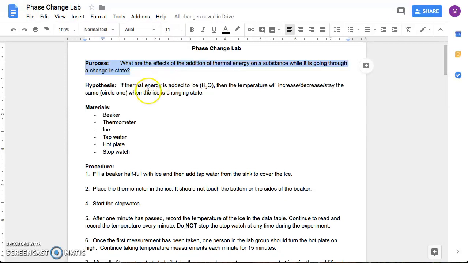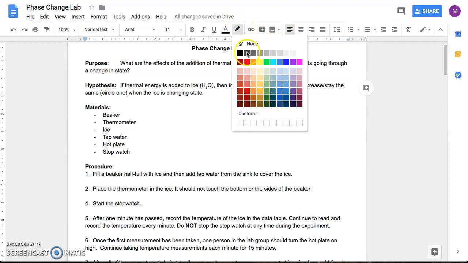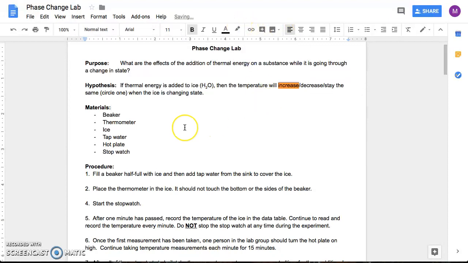And our hypothesis is saying, if thermal energy is being added to ice, remember we had water, then the temperature is going to increase, decrease, or stay the same. We're going to circle one of those when the ice is changing state. Remember, we're not grading whether or not our hypotheses are correct. So we're going to make any choice here, and I'm just going to say it's going to increase, right? We may not know right away.